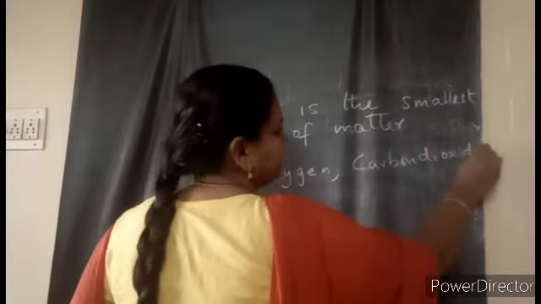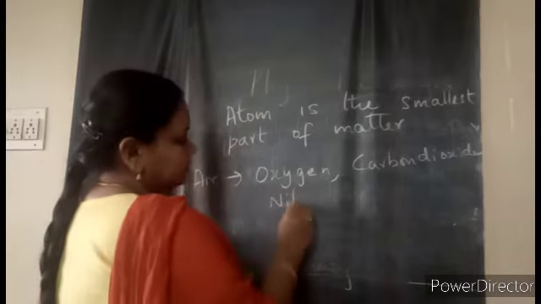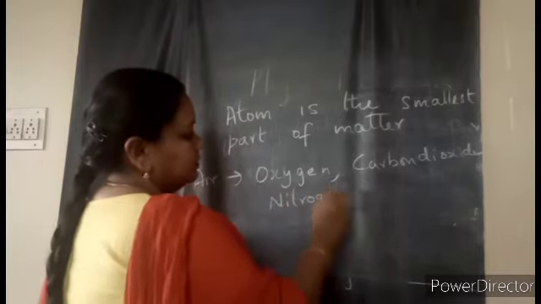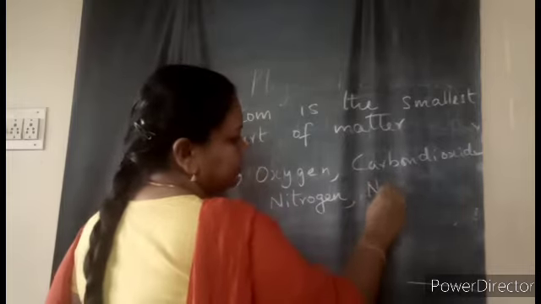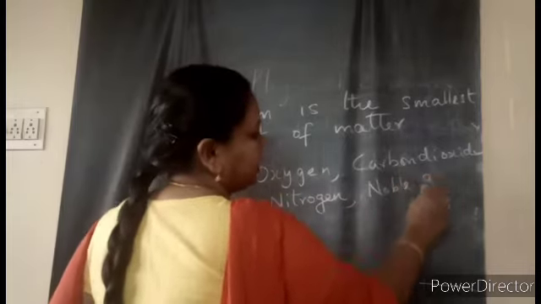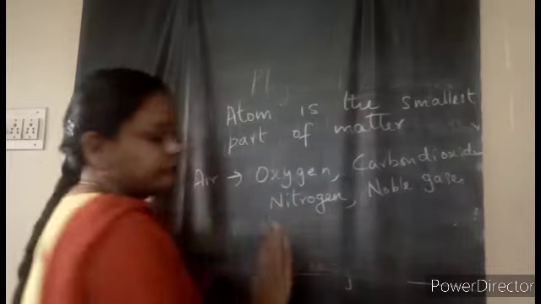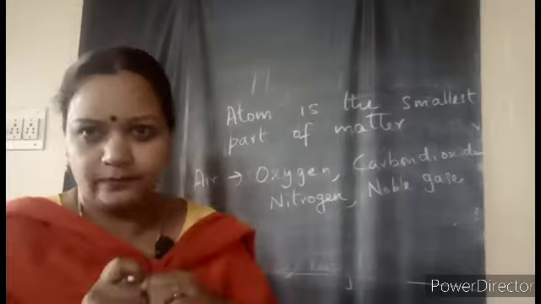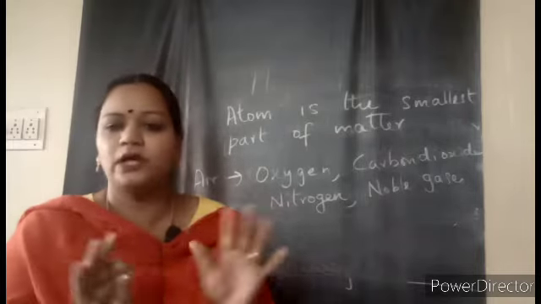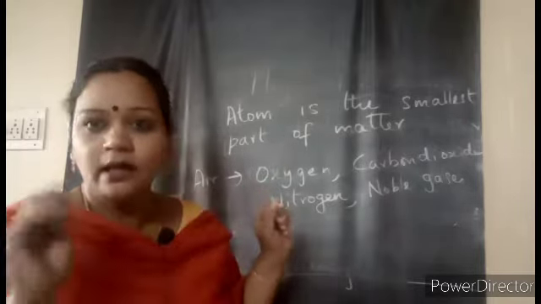Then nitrogen is there. Yes, and what noble gases are there? That is argon, neon, krypton and all. I am writing just a few only. Yes, so all these make up the air. You all know about so many things you learnt about the air. That's why I have taken air as the example.